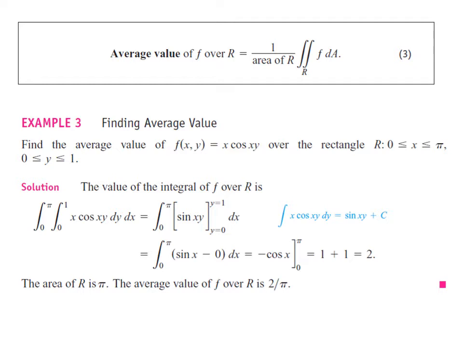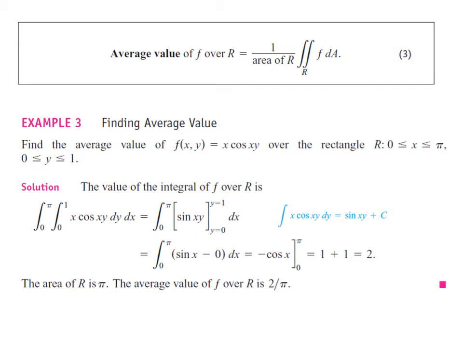The integration of sin x is minus cos x. Then let us apply the upper limit pi, that is minus cos of pi is minus of minus 1, which is plus 1, then cos of 0 is equal to 1, so that is equal to 2. So the integral of f over R is 2.